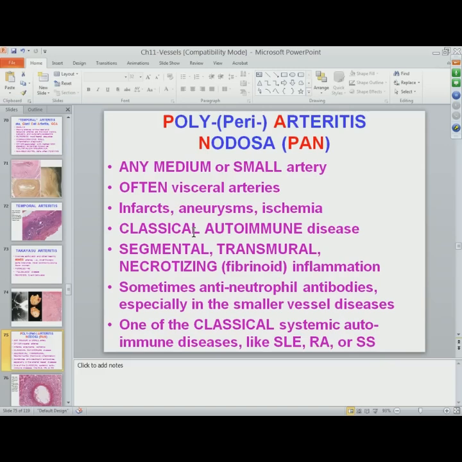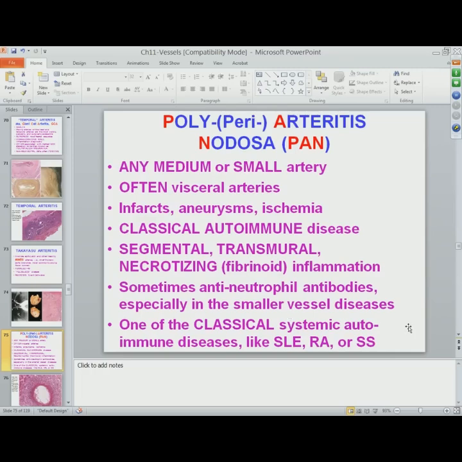It is one of the classical systemic autoimmune diseases. If you look at it microscopically, we're going to see an example of what I tried to tell you about before, the fibrinoid necrosis. It's very often segmental, hence the name nodosa. And you can see necrosis of the wall. That type of necrosis is generally a little bit redder and a little bit more granular than regular old collagen, and it looks like fibrin because fibrin is usually granular on H&E. So that's why it's called fibrinoid. It's not fibrin, but it looks like fibrin. And very often you'll find anti-neutrophil antibodies here too, especially in the smaller vessels that are involved.